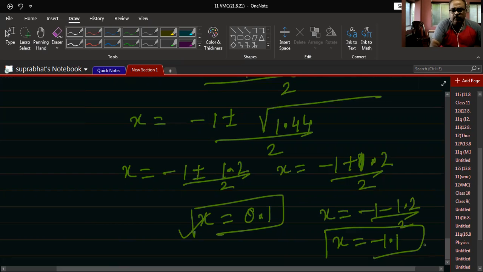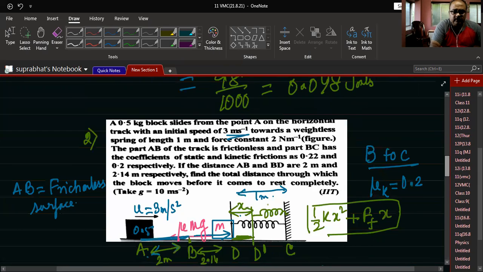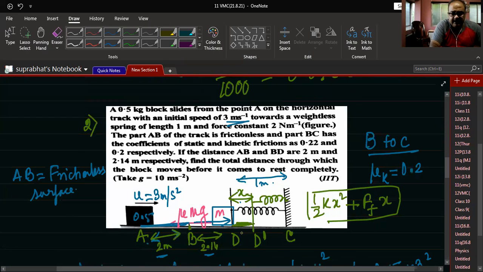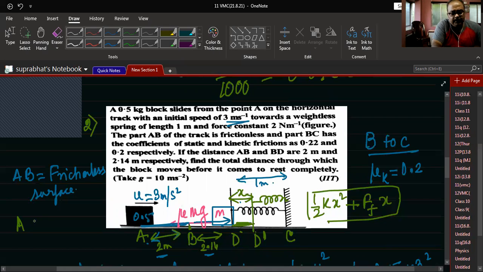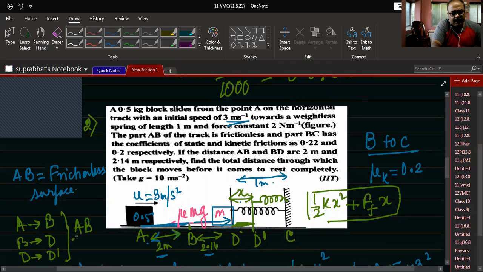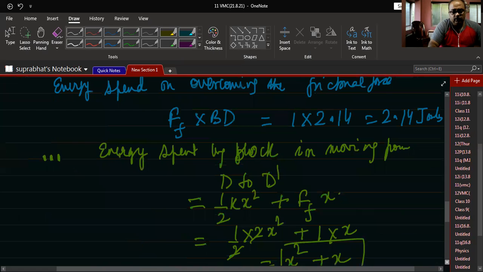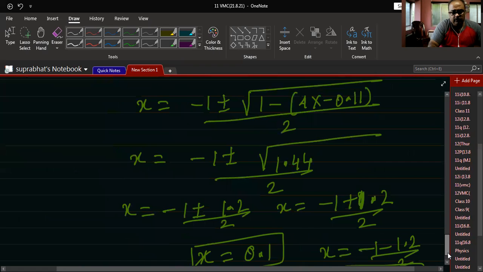Here x means basically what, children? If you carefully look, this portion is called x, that means D dash. So what is the total distance moved by the block? First it has moved from A to B, then from B to D, then from D to D dash. So the total distance will be AB plus BD plus DD dash. They have asked you to find the total distance covered by the block during compression.